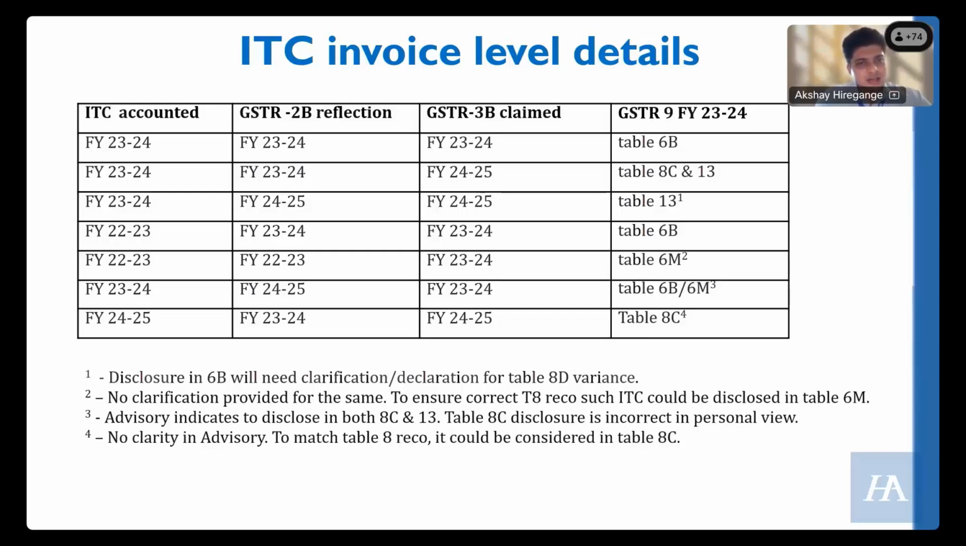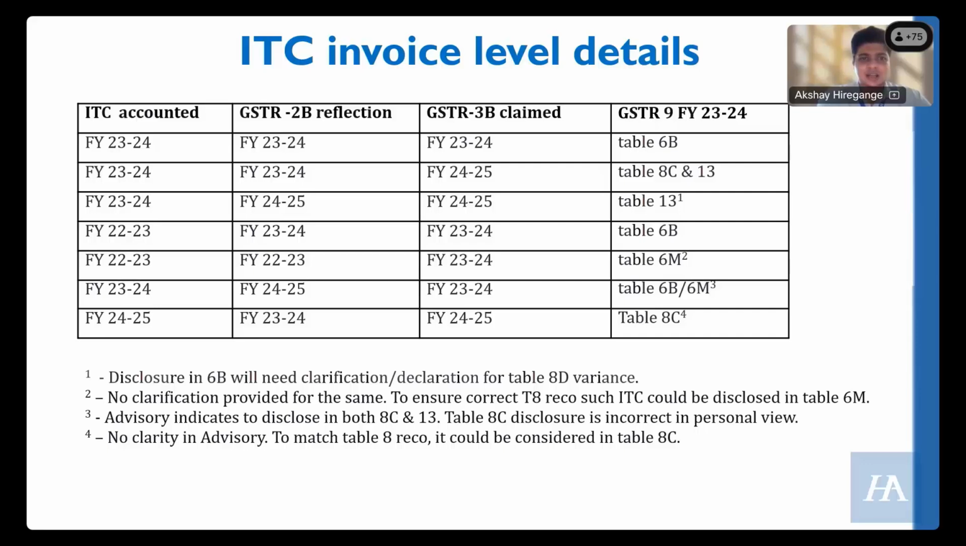Assume that ITC is accounted, to be reflection, and 3B claim all have happened within the same financial year. It will go to table 6B. Next, we come to ITC accounted and GSTR 2B reflected in 23-24, but GSTR 3B claim happened in 24-25. In this situation, this is a spillover transaction, so it will come to table 13.